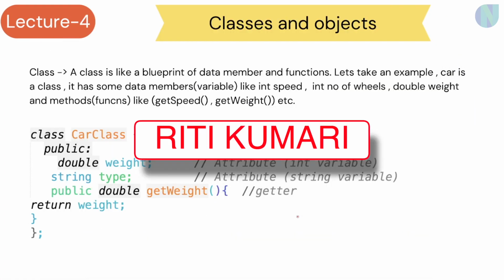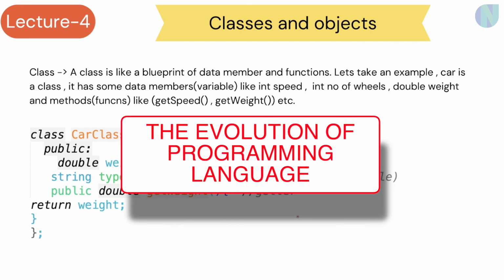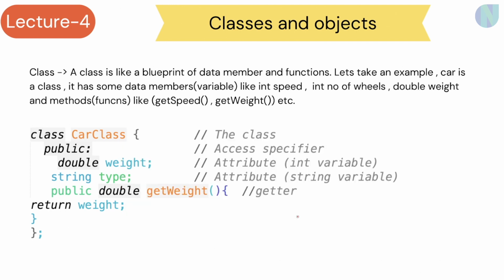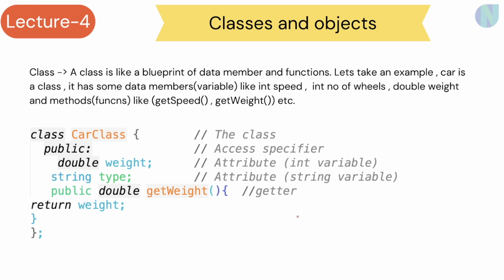I am Becks and I am back with another lecture on the OOPS series. So it is lecture number 4 and the topic is classes and objects. So basically in the prior lectures we learnt about the evolution of programming language, what is the difference between OOPS and functional programming language, and then what is OOPS.